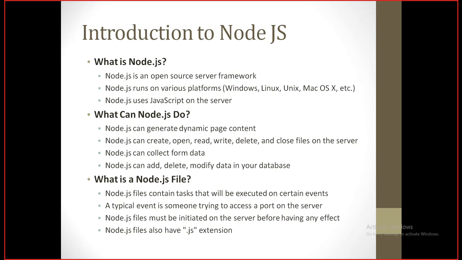Okay. Then the file must always be initiated on the server. That means your .js file should be in an active state well before any event occurs. Understood? So that once the event occurs, it is already initialized and will be able to handle that event properly. I mean, it will be able to handle the client request properly. Okay. And yes, since Node.js is built upon JavaScript, the extension for a Node.js file is also .js. Fine.